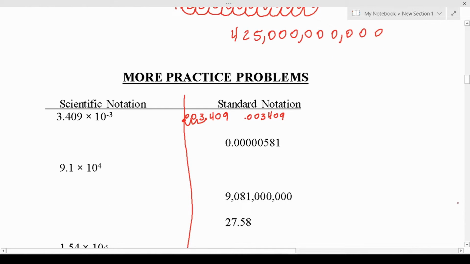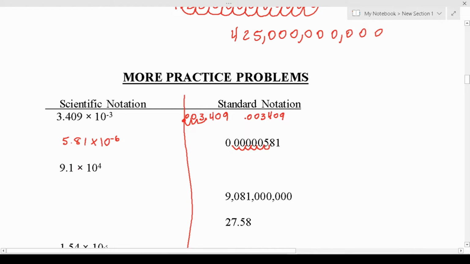Okay, now we're going to have to go from standard notation to scientific notation. The first thing I want to do is shift this decimal however many times I need to make this number between 1 and 10. So that's going to be 1, 2, 3, 4, 5, 6. So this is going to be 5.81 times 10 to the negative 6th.